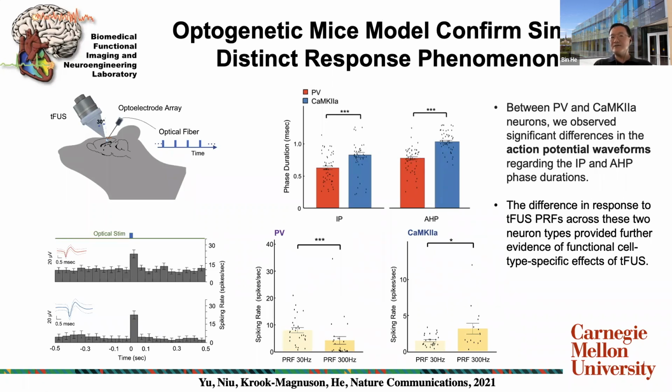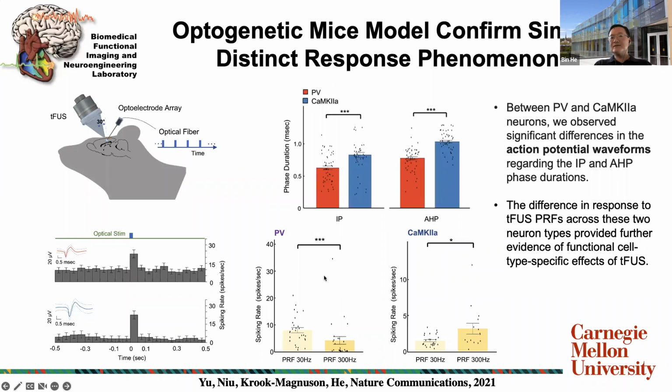And what is interesting is the CAMK2 alpha neuron shows a similar trend: the lower the PRF, the smaller the spiking rate, and with increased PRF, you observe an increased spiking rate. A similar phenomenon that we observed in the in vivo rat model for excitatory neurons.